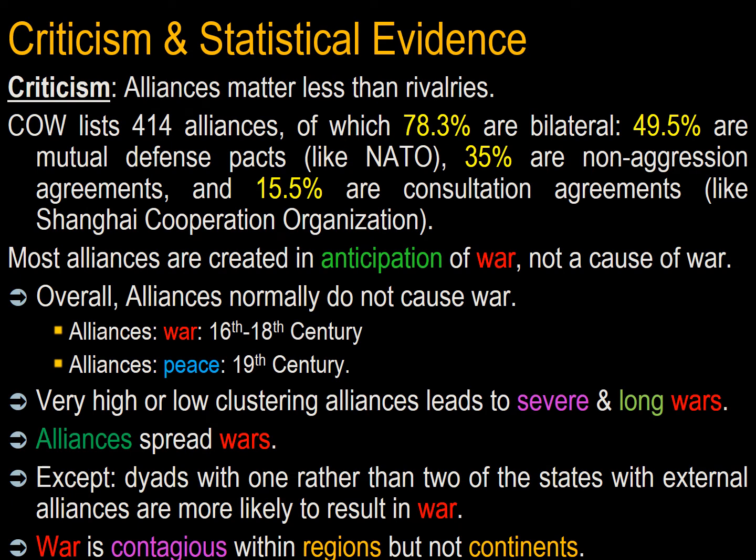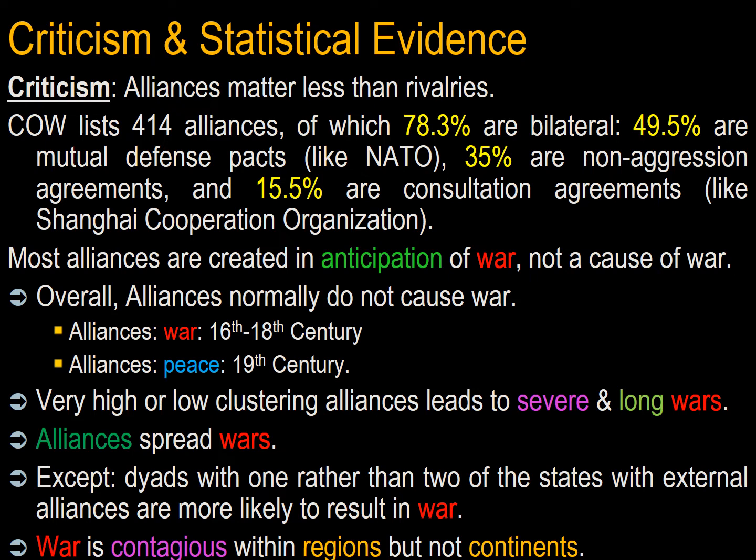Now, the general criticism is that alliances matter less than rivalry patterns for determining how wars spread. So if you recall enduring rivalries, some argue that the balance of power system shows shifting alliances and predicts the size of alliances, but wars happen because two states are focused on each other obsessively and they're ignoring the system. So what's the statistical evidence?